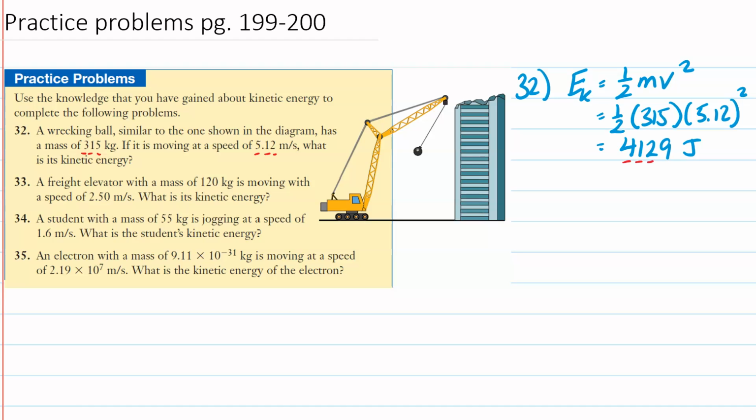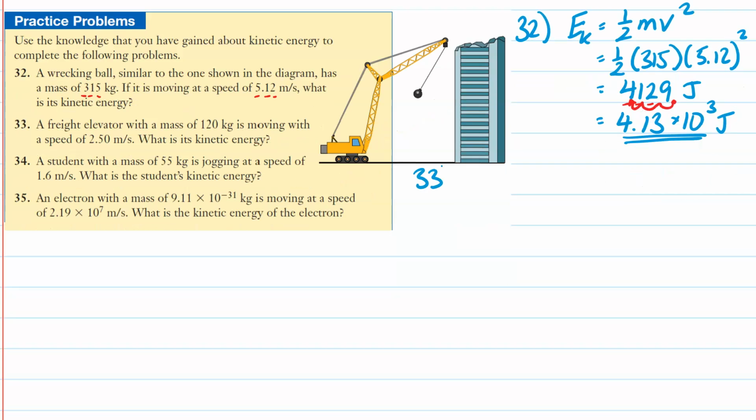should have 1, 2, 3 sig digs. So we'll need to write this as 4.13 times 10 to the power of 3. So 4.13 times 10 to the power of 3 joules would be the final answer in that case.